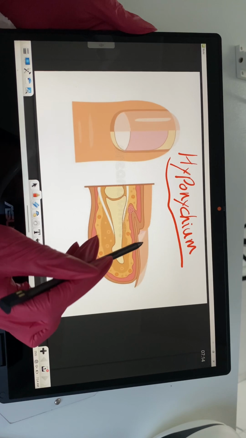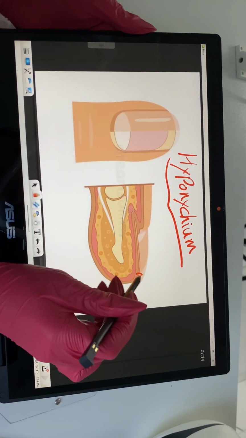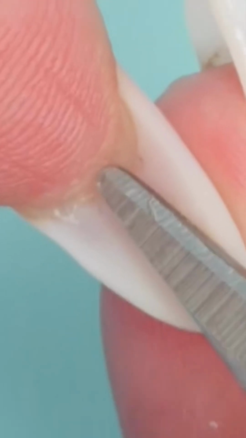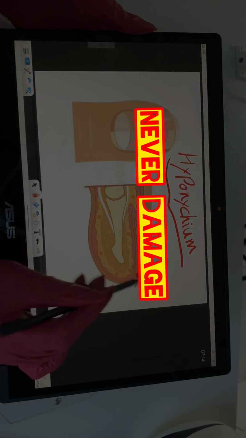One more important part of the nail is hyponychium, and it is located exactly here at the top of the nail under the free edge, and it's living tissue connected to the skin at the fingertip and contains blood vessels. We must never cut or damage this area.